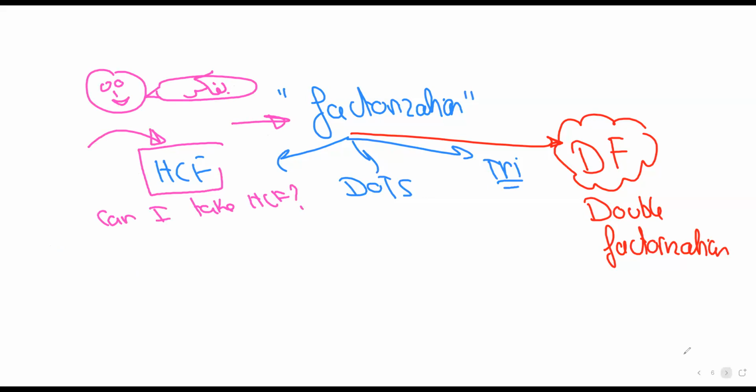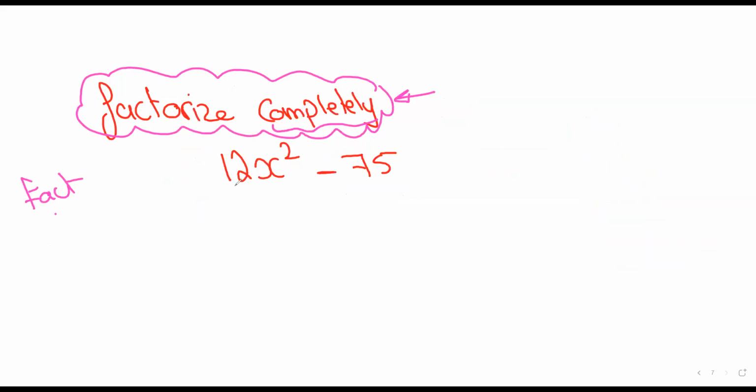So, going back to the question, can I take highest common factor? Yes, because for 12 and 75, the highest common factor is 3. I will work it like a normal HCF question. 12 divided by 3 is 4, and then x power 2 remains as it is. 75 divided by 3 is 25. Let me just check with the calculator, because sometimes I worry about my mental skills. Okay, here we have 25.